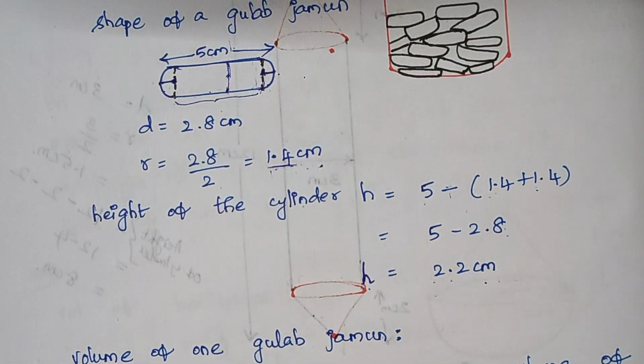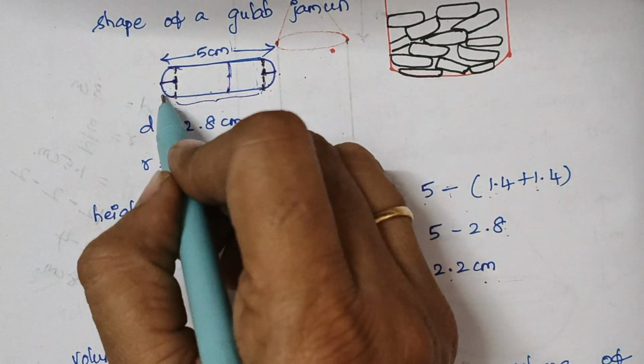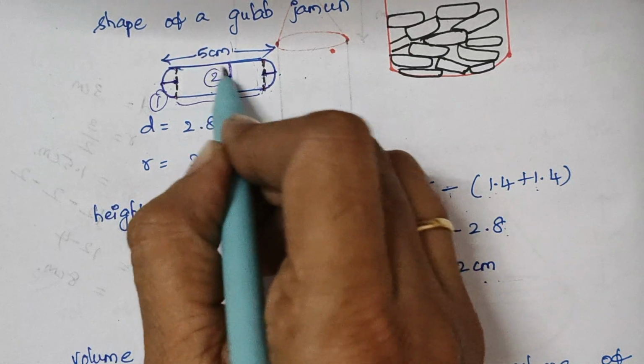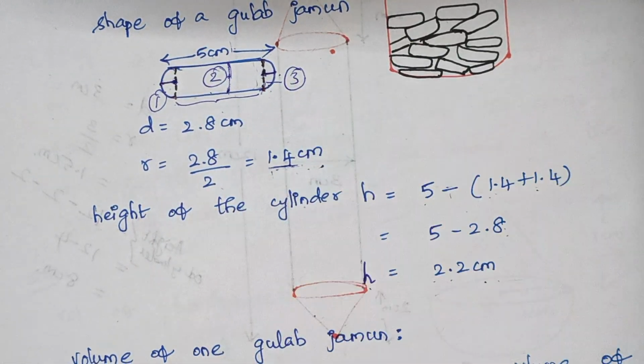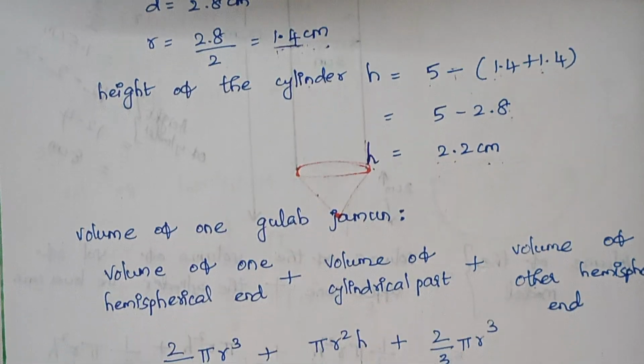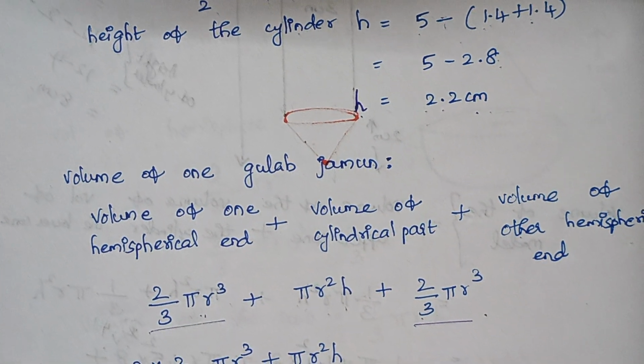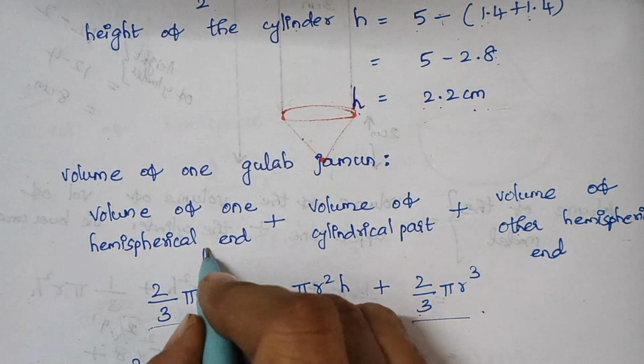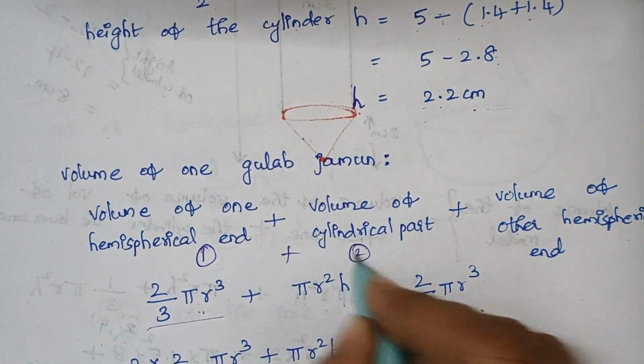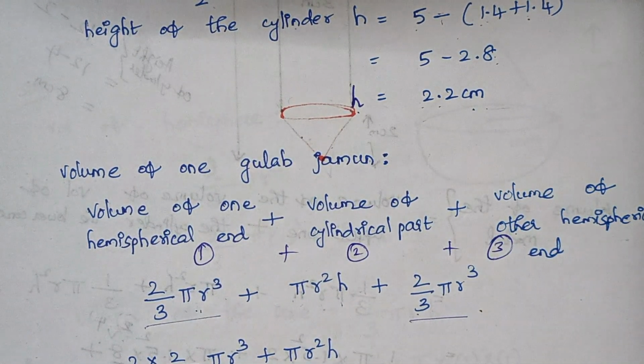So even you can mark these parts as, let this portion be 1, let this be 2, and let this part be 3, right? So here you have to add 1 plus 2 plus 3 to find the volume of a single gulab jamun. So here it is 1, here it is 2, and here it is 3.